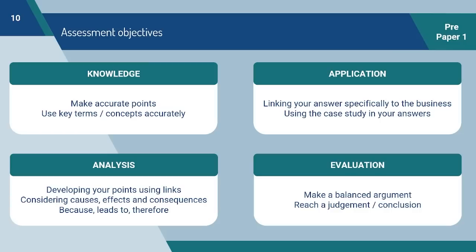So because, leads to, therefore is something we're going to refer to quite a few times in this video. It's just a chain of connectives basically. So if you need to take your sentence to the next stage of development, you could use because, leads to or therefore for that. And then evaluation. Evaluation means 2 things depending on which question you're doing. It could mean a balanced argument, and it can also mean reaching a judgment or a conclusion. You only have evaluation in your 9 and 12 markers, but we'll talk a bit more about that when we get to the 9 and 12 markers.